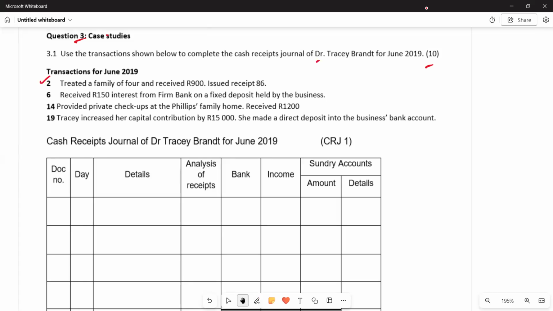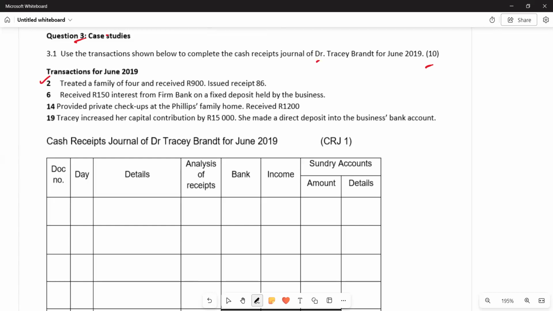You'll see that the core activity that is being done in the business is not supposed to be put under sundry accounts. You just put it this side. Then if you have any transaction that is not part of the core activity of the business, like in this case, not part of issuing medical services to clients, it means you have to include it under sundry accounts and give the description on details. So this is exactly how we are going to apply it.